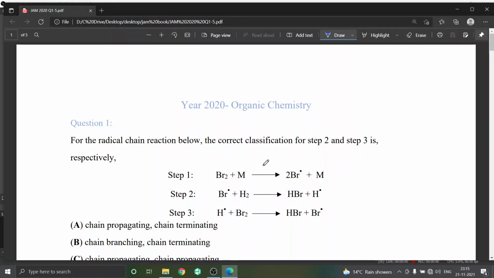We are going to start JAM question paper solving, and we'll go 5 questions each time. I'll be solving only the organic questions. So we are starting first with the year 2020.